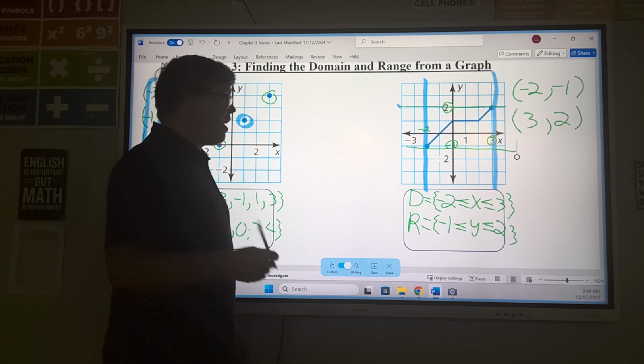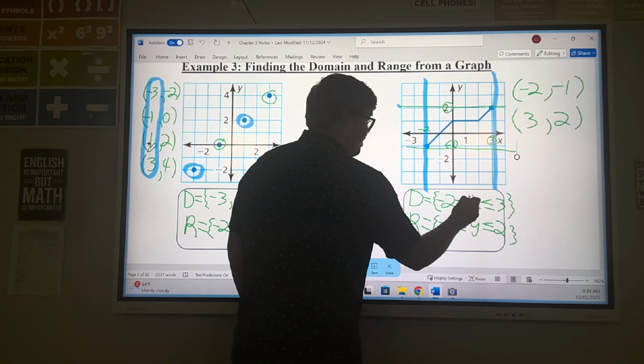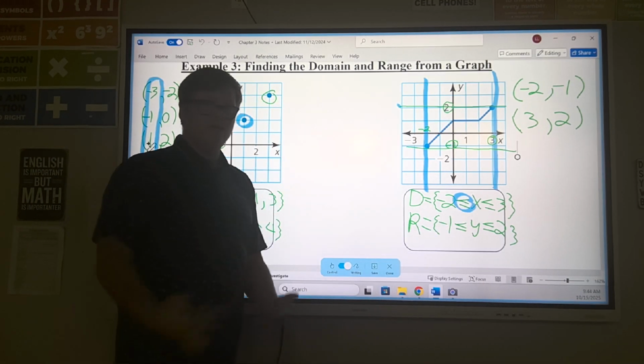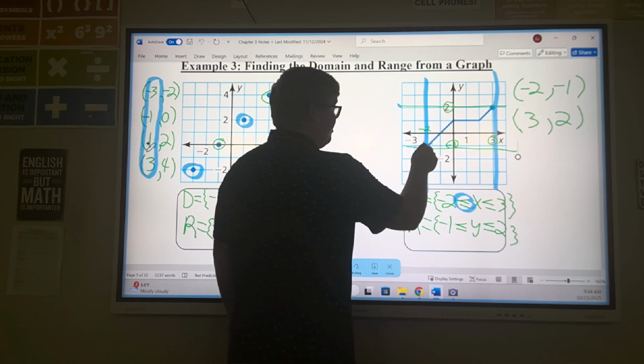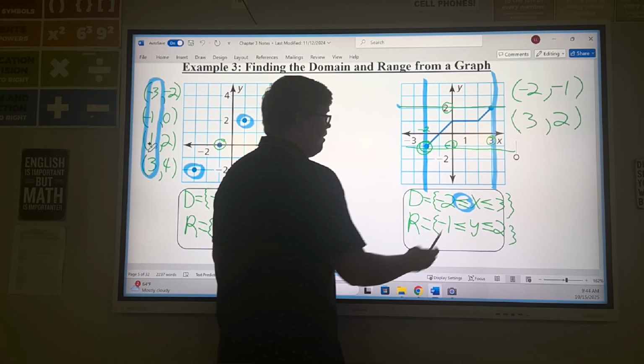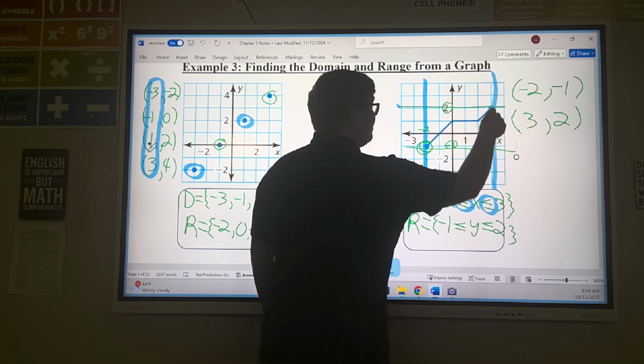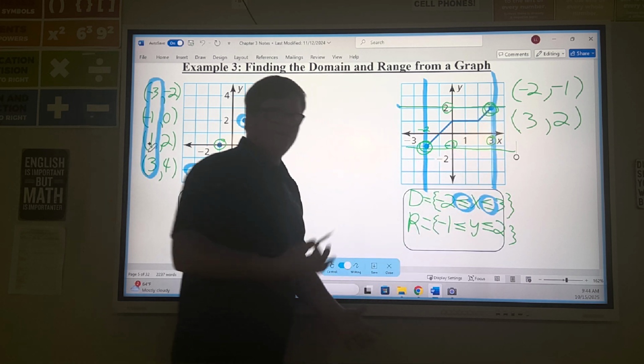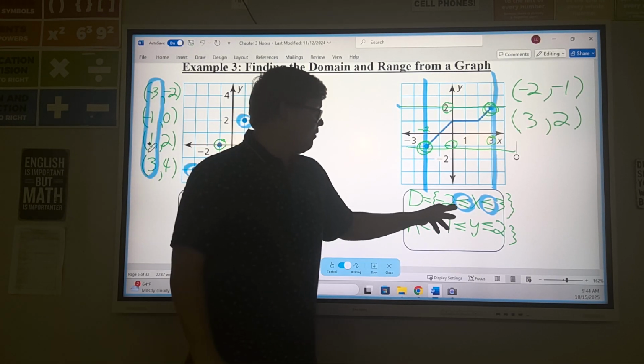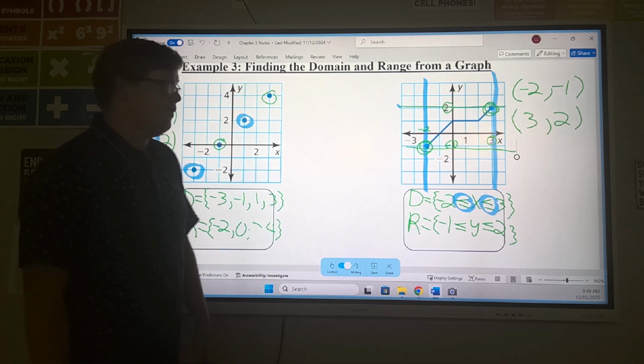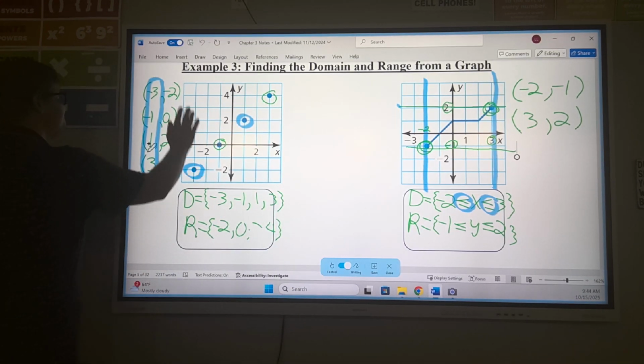Now, one more thing I want to add is the reason we have to put less than or equal to comes from our inequalities, is because we have a closed circle right here. Our second one comes from a closed circle right here. If one of those is open, you do not have to put the equal to sign. Okay, let's move on.